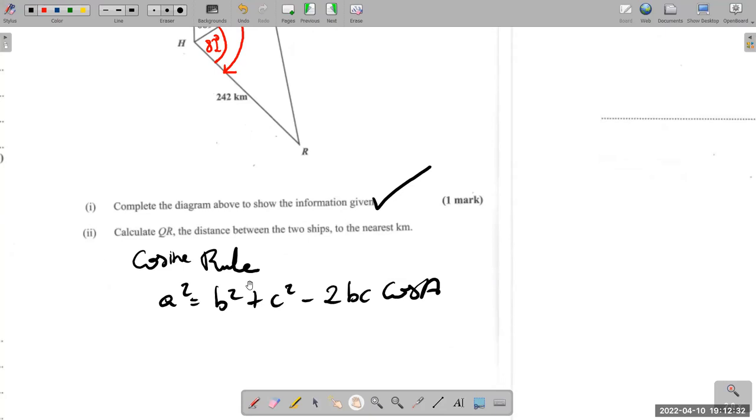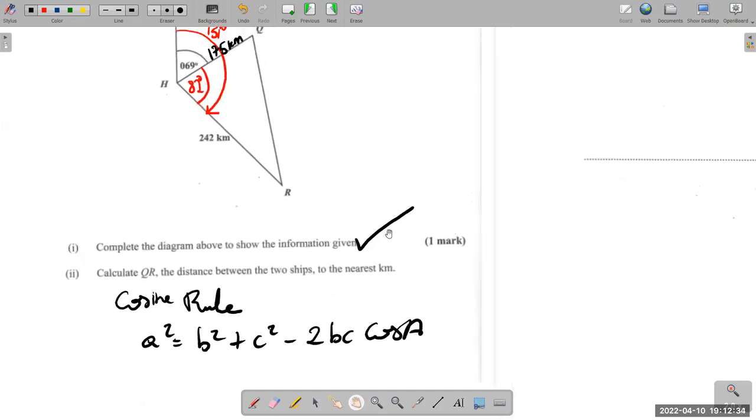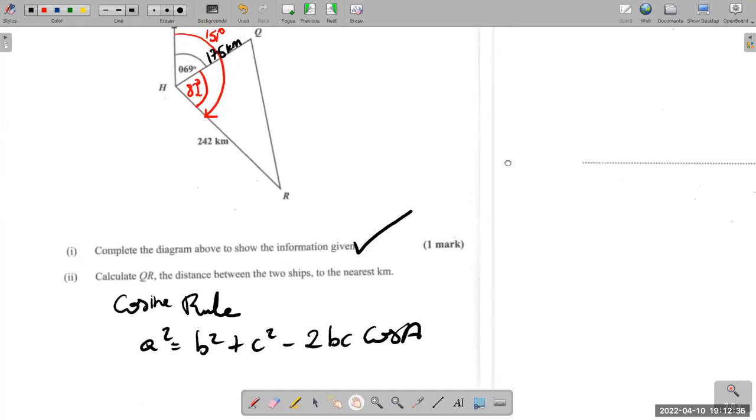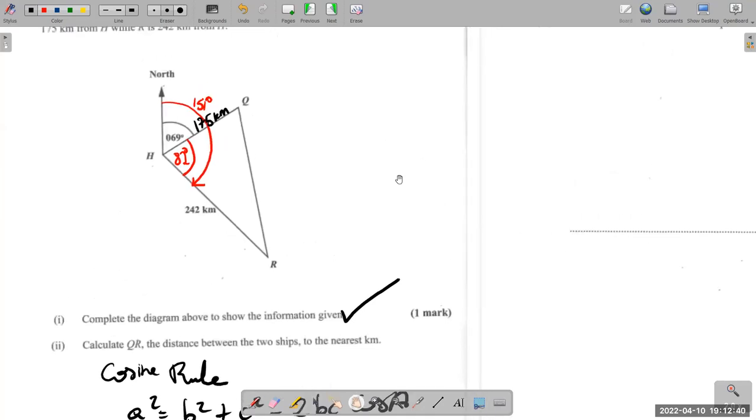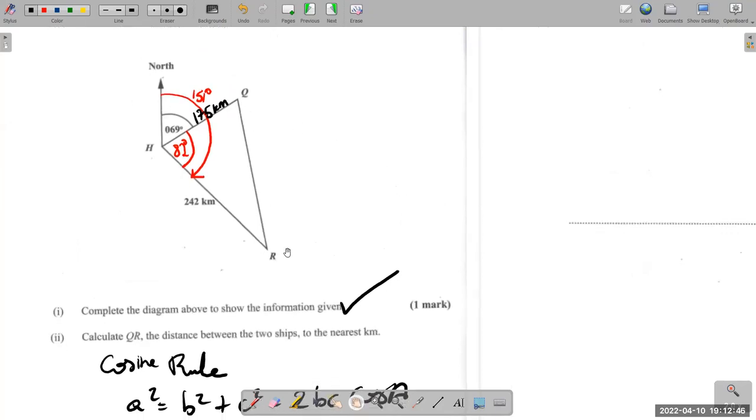Teacher, HQR? No. Remember, they asked you for QR. That's the distance, the line, this distance here from Q to R. Okay? You with me?